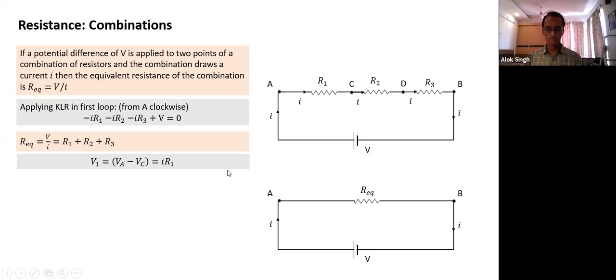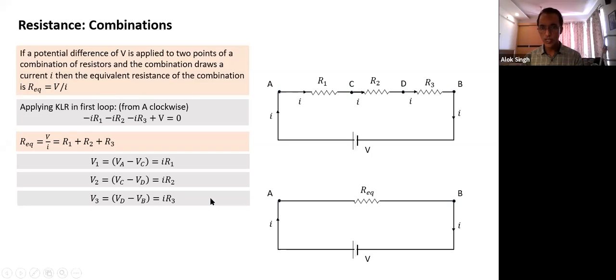Similarly, if I write V2, what would V2 signify? V2 signifies the potential drop across the second resistor R2, and V2 will be equal to VC minus VD, which is equal to I into R2. And in a similar way, V3 indicates the potential drop across the third resistance, which is VD minus VB, equal to IR3. So what I notice here is that the potential drops across the three resistors are in proportion to the resistance.